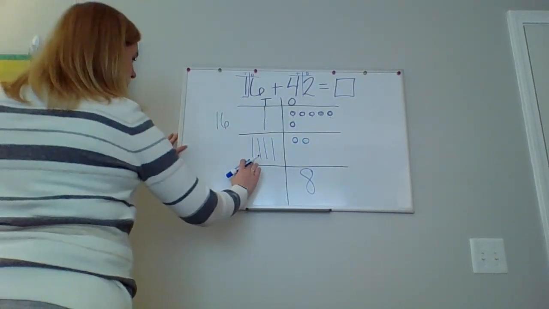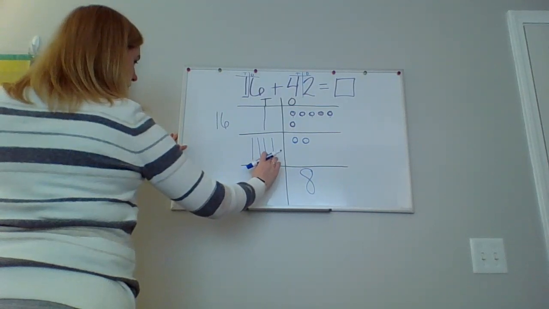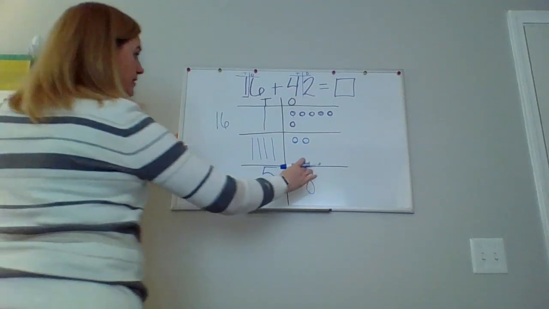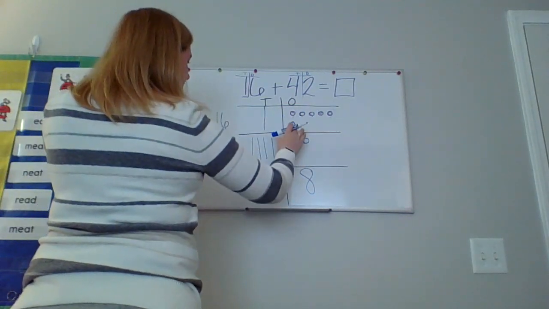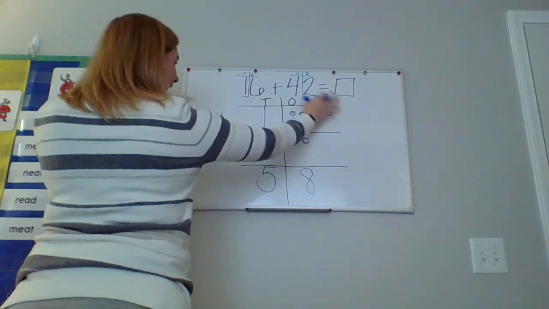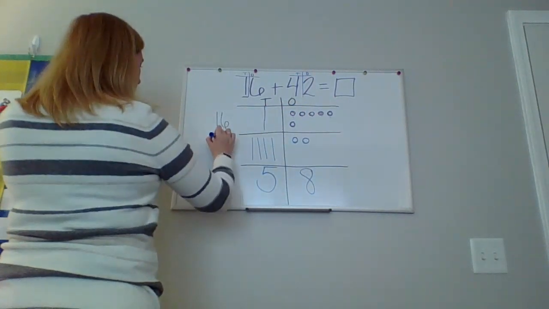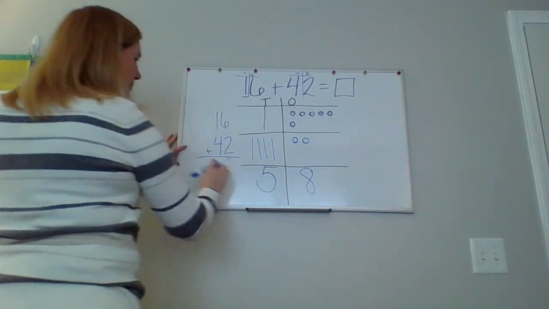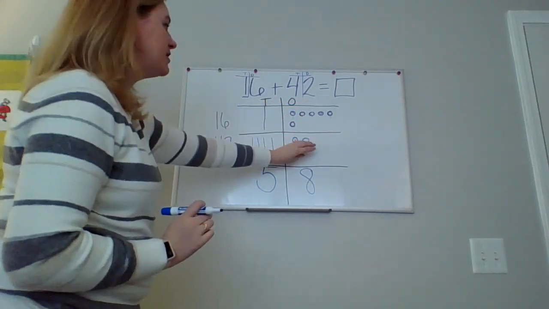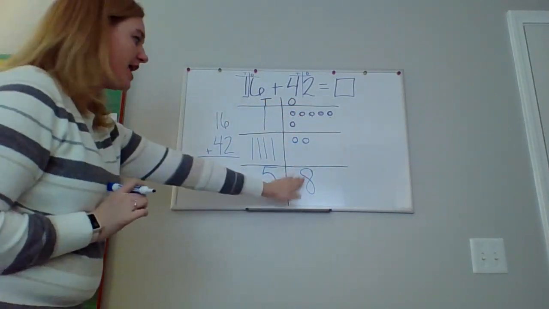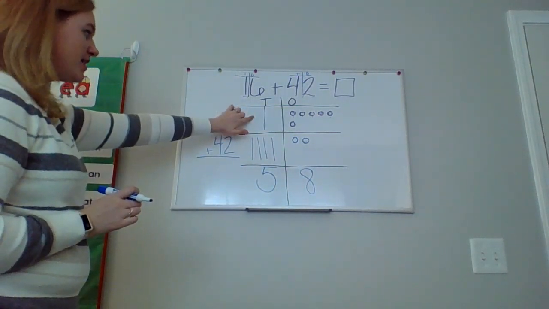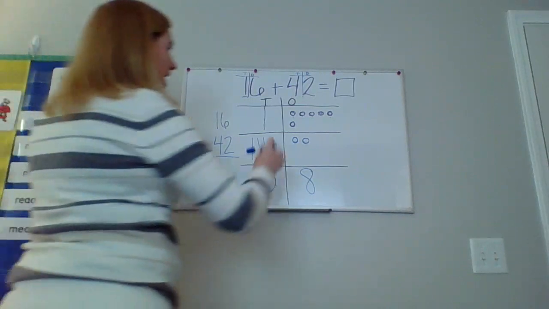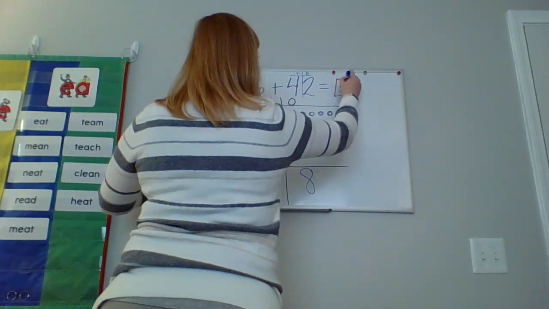1, 2, 3, 4, 5. Right. So I counted the ones. 1, 2, 3, 4, 5, 6, 7, 8. I added the ones together. Remember, I am adding these two numbers together. So I have to count these ones with these ones to get 8. And I need to add these tens to these tens to get 5. So my answer is 58.